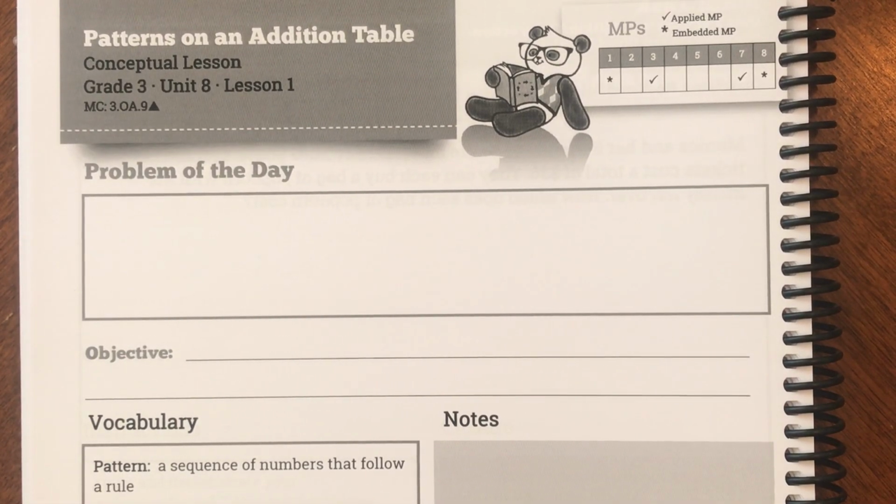Today we are on page 215 of your student journal, and we're actually going to be doing 3 lessons today. We're going to be doing Unit 8, Lesson 1, Unit 8, Lesson 2, and Unit 8, Lesson 3, because all 3 lessons have the same objective. So we're going to be going through quite a few problems today together.